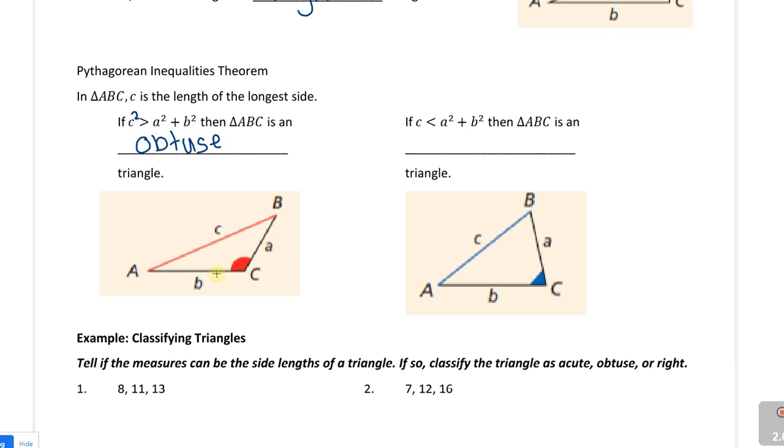So if A squared plus B squared is smaller than our C squared, then it's an obtuse triangle. The C squared would be larger. Now if C squared is less than our A squared plus B squared, then that is going to be an acute triangle. It's going to make a little more sense when we do some problems.